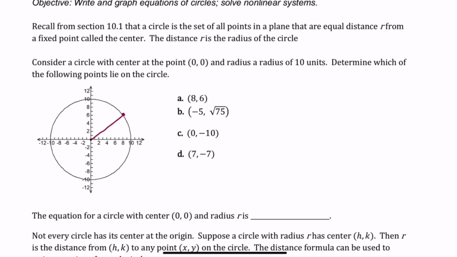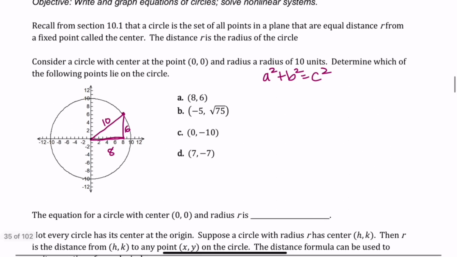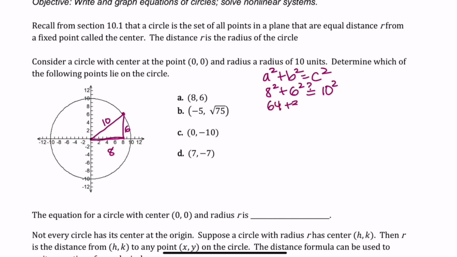So we know that if it is on the circle, this radius will be a distance of 10. This side length of the triangle is 8. This side length of the triangle is 6. So I want to use the Pythagorean theorem, which is a squared plus b squared equals c squared. My leg lengths are 8 squared plus 6 squared, and if that equals 10 squared, we know it is on the circle. So 64 plus 36 does indeed equal 100. So yes, this point is on the circle.